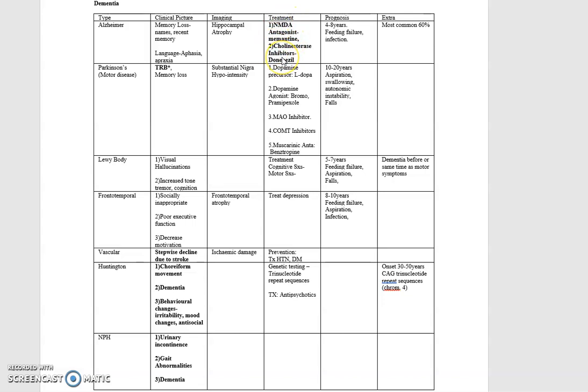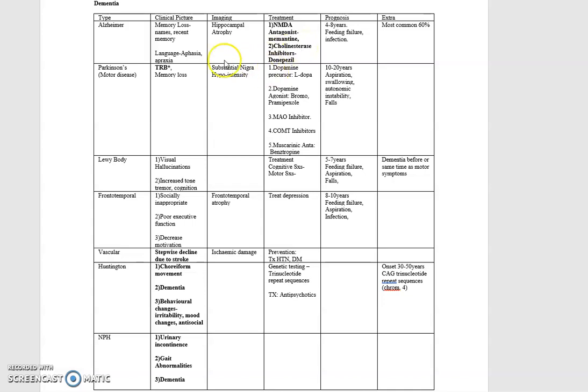Also, a couple of questions on what medication will I use if I'm suspecting Alzheimer's dementia. Now, the second group is the cholinesterase inhibitors, and that is donepezil. These medications are used in dementia. Well, personally, I doubt their success though, but they are used.